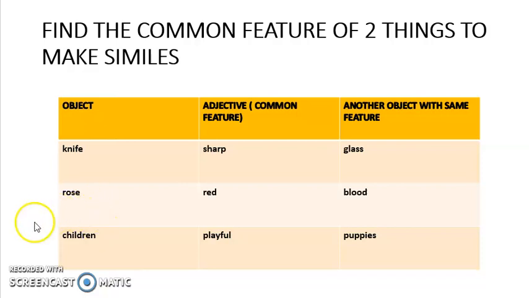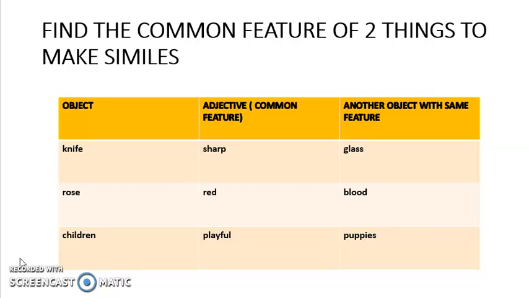Another one, the object children. Now we know that children like you guys are really playful. So what things are playful? We need to compare you with something that is playful. Another thing that is playful. So I've chosen puppies. So I can say my children are playful like puppies. So this is how you need to use objects and adjectives and make comparisons.